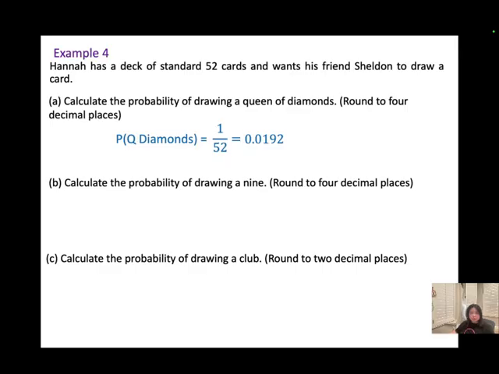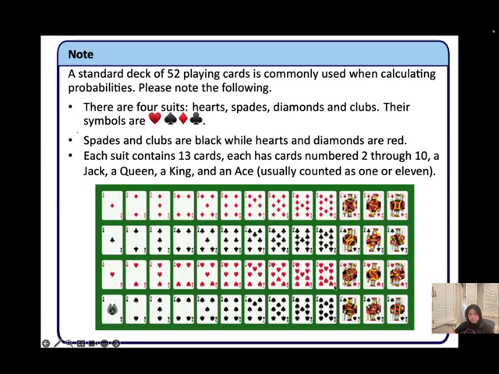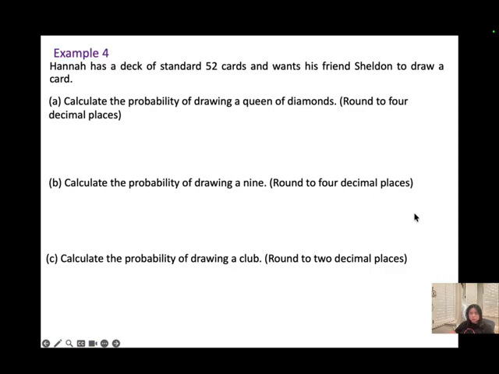B. Calculate the probability of drawing a 9. Okay, so look at here, drawing a 9. I do have 1, 2, 3, 4. Okay, so 4 nines over 52 cards.